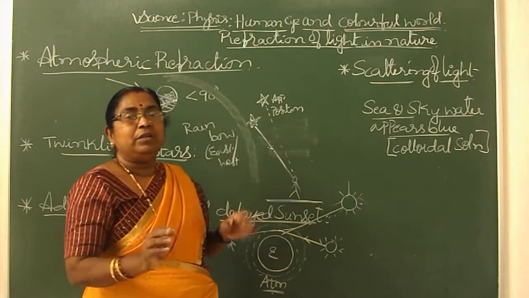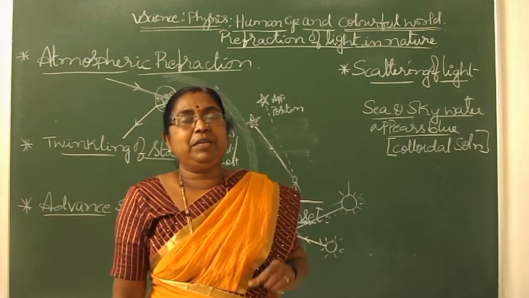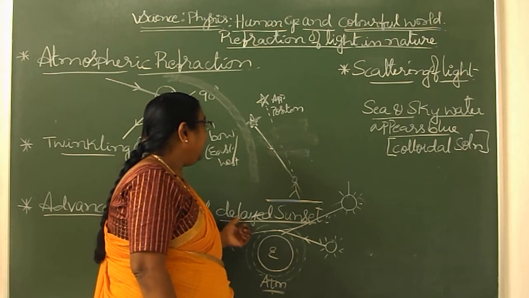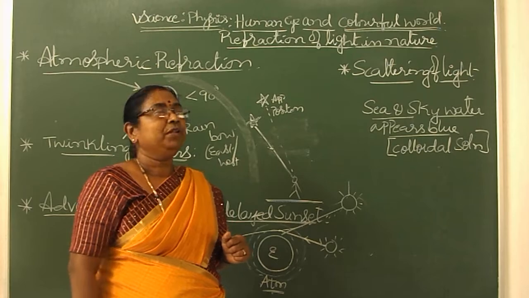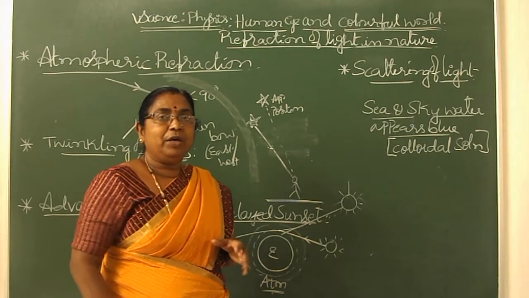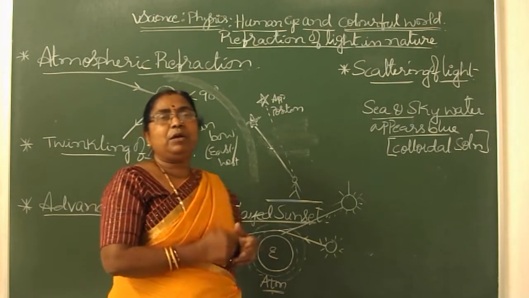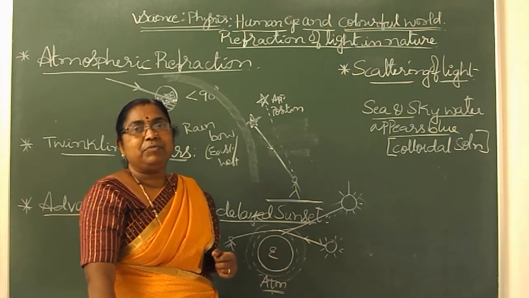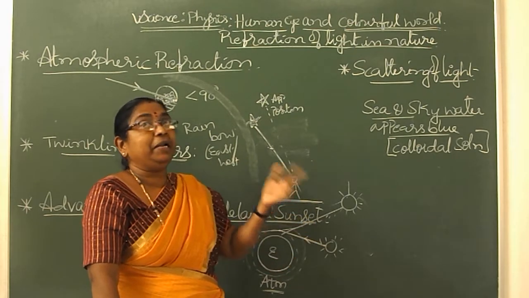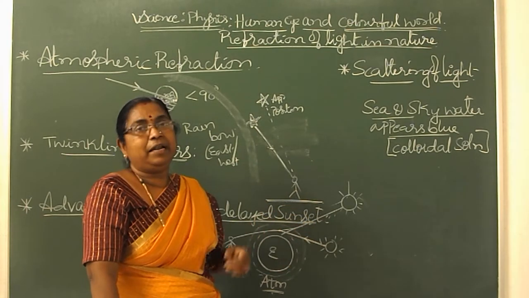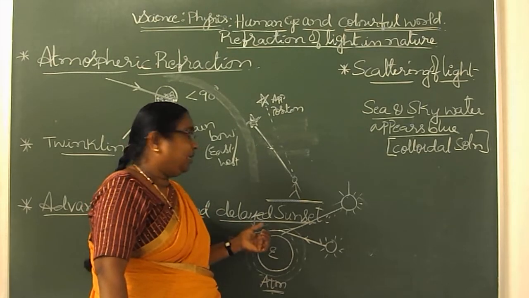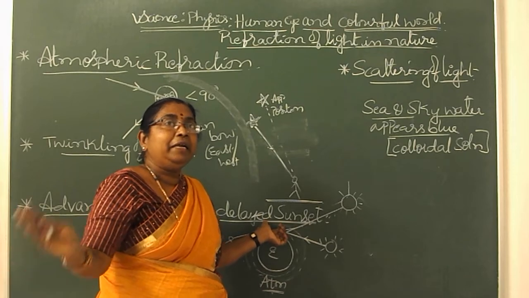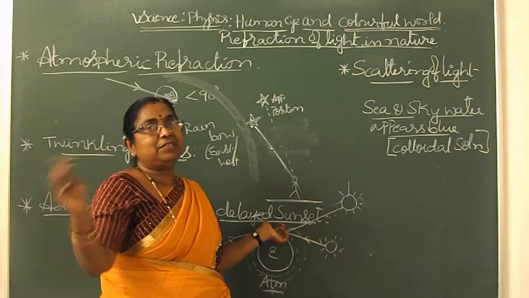One more applied theme is given in your syllabus. That is: advanced sunrise and delayed sunset. It means, during the summer, you observe that at 6 o'clock in the morning the sunrise appears. It means you see the sunrise very early. Even at 6 o'clock, brightness appears in the sun and the day has started. Whereas in the evening, you will observe that up to 7 o'clock the brightness is still there. Delayed means late in the sunset.